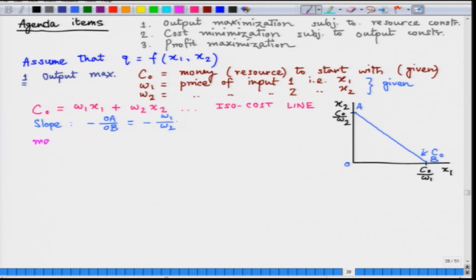The firm wants to maximize output, which is represented by my 2 input production function, and the firm faces a constraint, a budget constraint you can say, which is basically given by W1 x1 plus W2 x2. The total expenditure on inputs shall be equal to the given level of resources. So, basically we are assuming full utilization of resources, right.